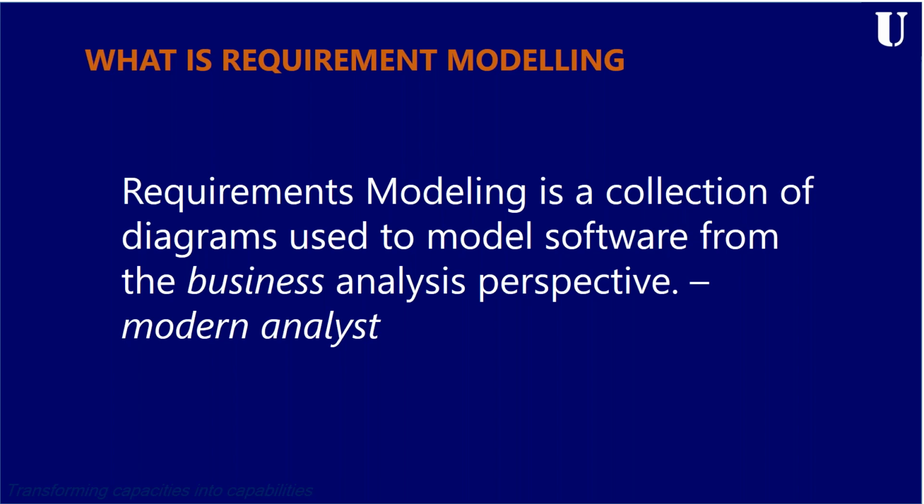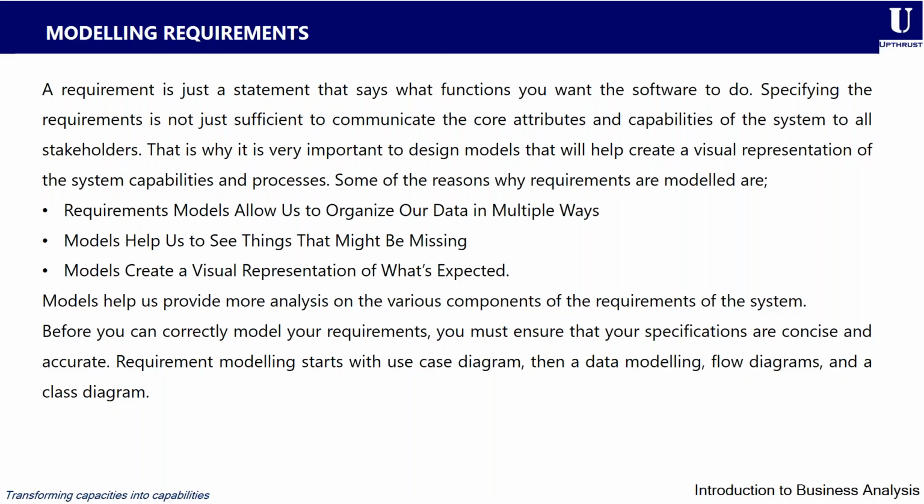Your requirements models get inputs from the requirements that you have specified. A requirement is basically a statement that says what functions you want the software to do. Specifying requirements is not sufficient to communicate the core attributes and capabilities of the system to all of the stakeholders, and that is why it is very important to design models that help create a visual representation of the system capabilities and processes.